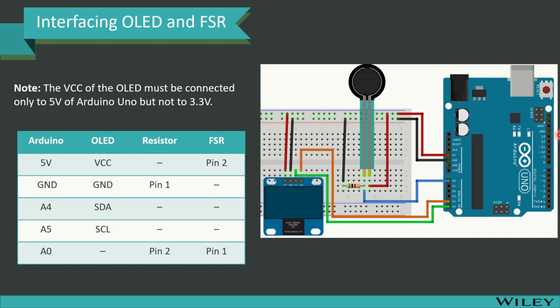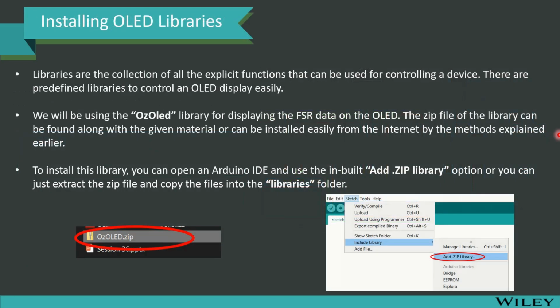The Arduino's 5 volt pin should go to the OLED's VCC and FSR pin 2. The ground of Arduino should be connected to the ground of the OLED and the resistor's pin 1. A4 goes to SDA and A5 to SCL of the OLED, and A0 of Arduino should be connected to the resistor pin 2 and FSR pin 1. You need to follow the same configuration, and that's all. Once you do it, you are all set to go.